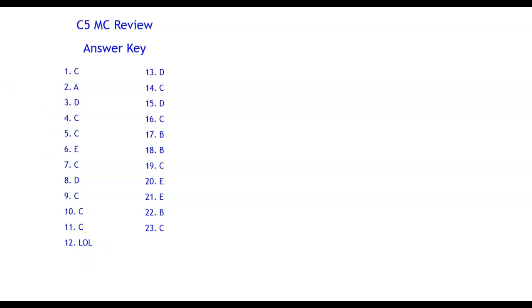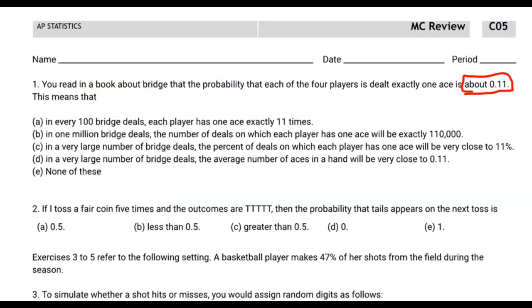All right, I'm going to try to do all of the questions here, and I'm going to try to go as quickly as possible, so hang in there. Let's begin. You read in a book about bridge that the probability that each of the 4 players, so we know that we're dealing with 4 players, is dealt exactly one ace is about 0.11. That means that, okay, this question is not really talking about the number of players, not really talking about the number of aces. It's really talking about what probability means.